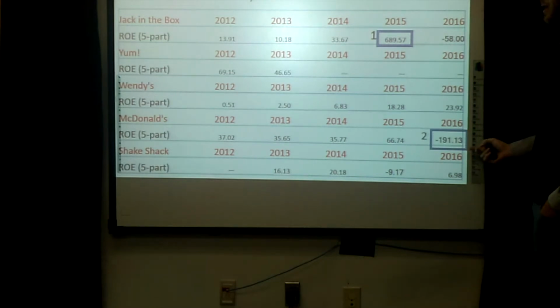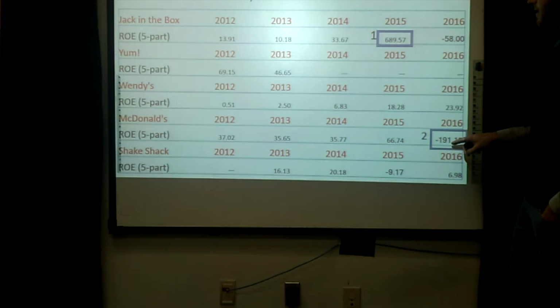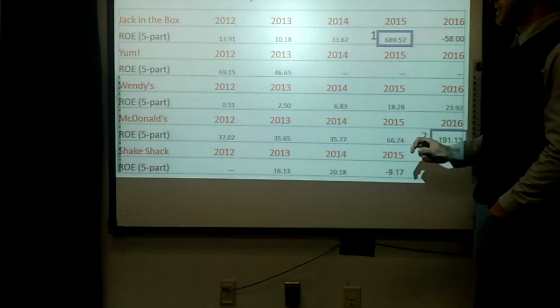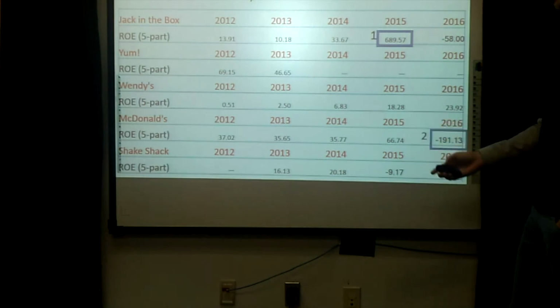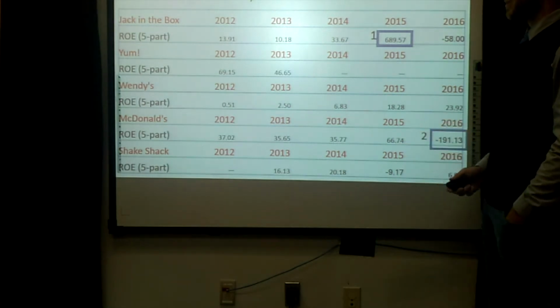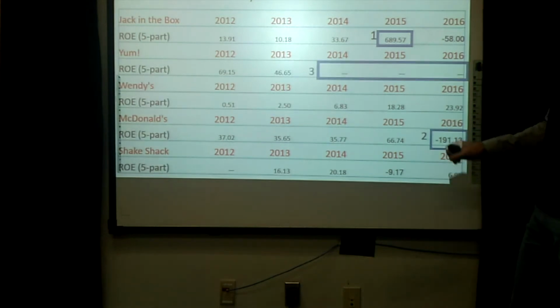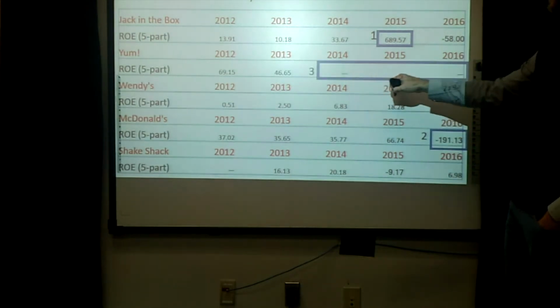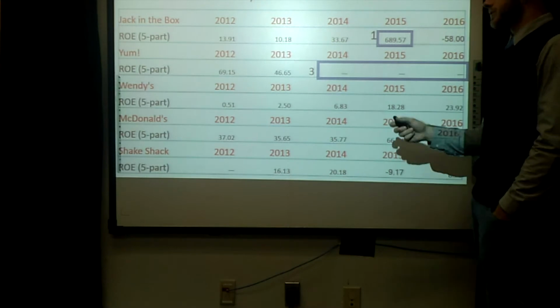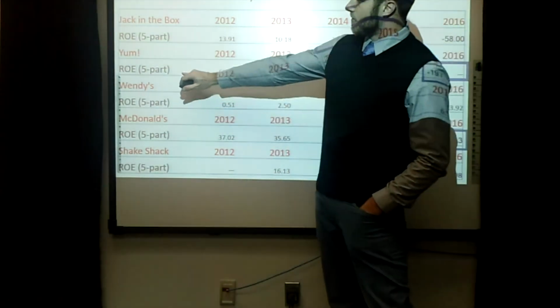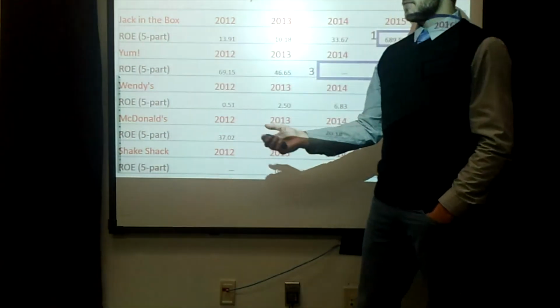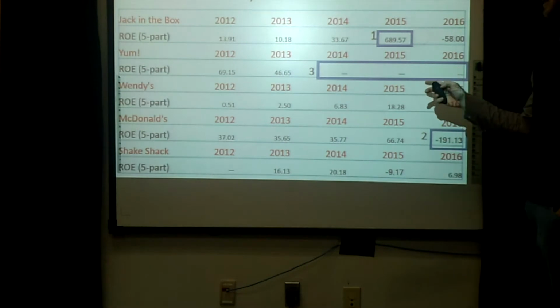Second strange thing we see, McDonald's. Okay, there's another one, negative 191. That's a lot. Okay, this is also negative. We've got to figure out why we have these negative things. I have a feeling it's going to be what we talked about earlier with the negative equity multiplier and them having too much debt. Third strange thing we see here is Yum Brands. We're missing 3 years of information on return on equity. Of course, this is the 5-part return on equity, the 5 parts I talked about, so we'll get into that.